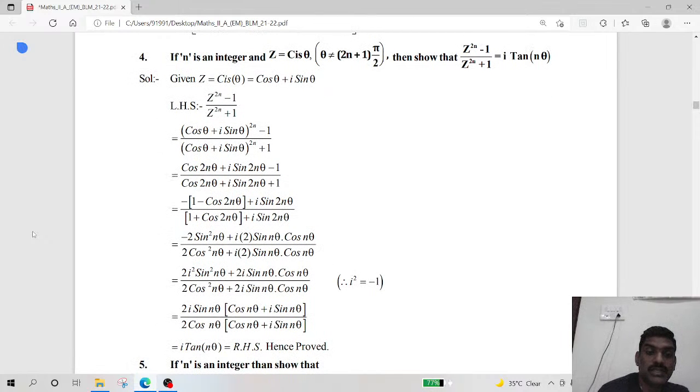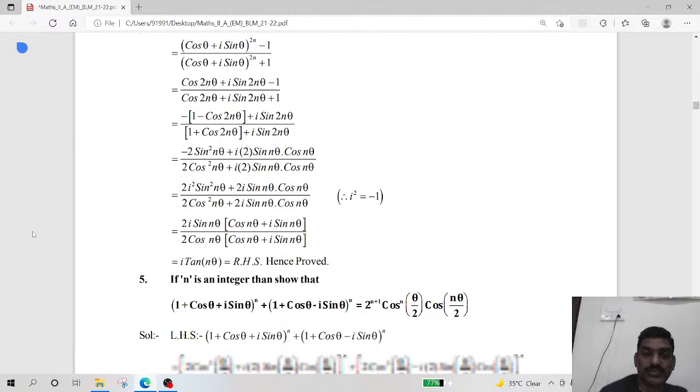So let us take out what is common in the numerator and denominator. Then the remaining terms, after taking 2i sin nθ from the numerator and 2 cos nθ from the denominator, are (cos nθ + i sin nθ)/(cos nθ + i sin nθ). Both get cancelled, and the 2 also gets cancelled. Finally, the answer is i sin nθ/cos nθ, that is, i tan nθ.